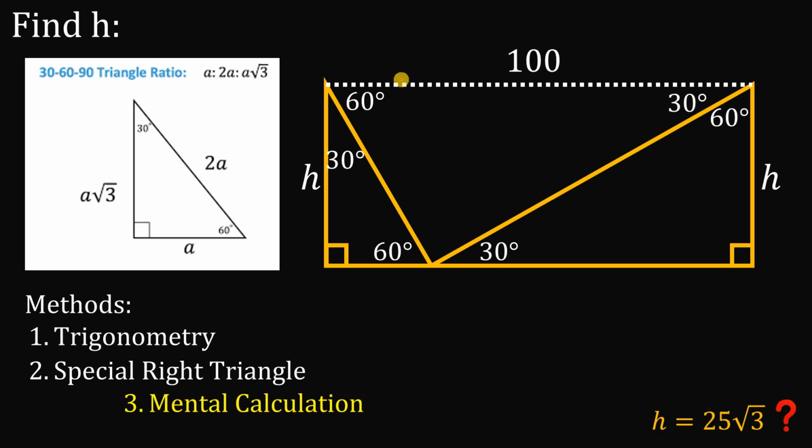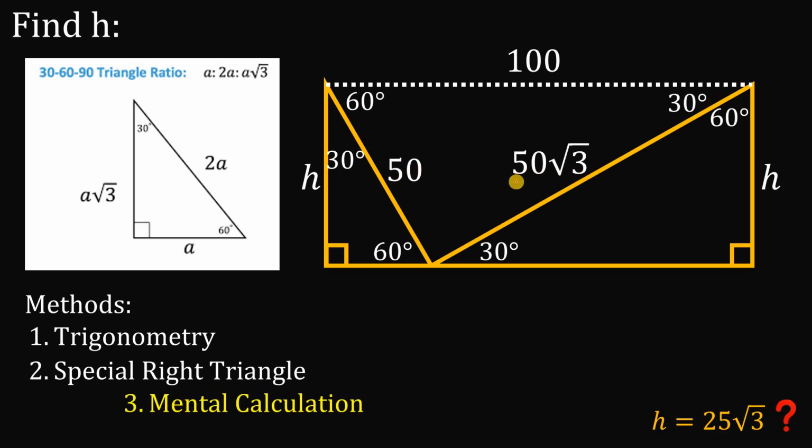Now from here, we will apply the 30, 60, 90 right triangle ratio. So the hypotenuse is 100. Therefore, the side opposite of 30 degrees, or the shorter leg, must be half of it, or simply 100 divided by 2, or simply equal to 50 units. And since we know the shorter leg, the longer leg must be equal to 50, the shorter leg, multiplied by square root of 3, or simply 50 times square root of 3.